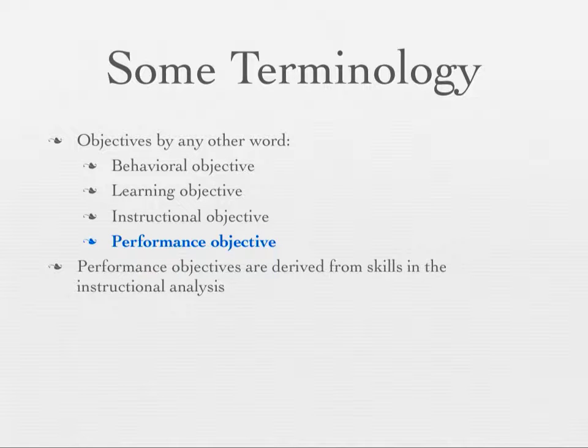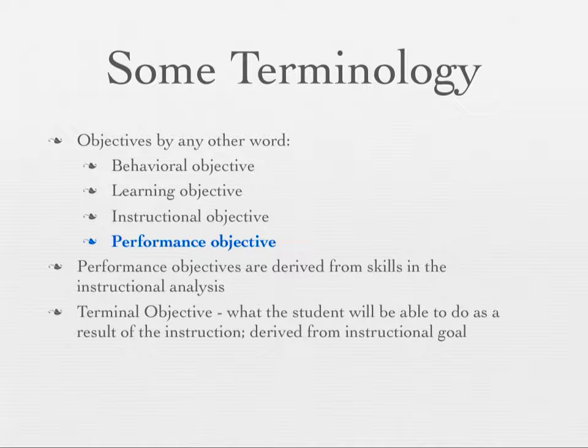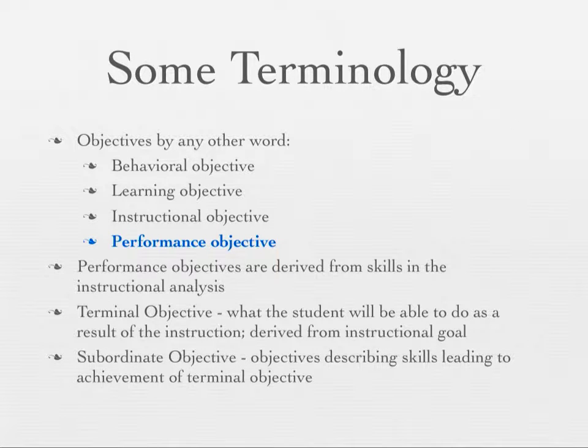Performance objectives are always derived from skills in the instructional analysis process. And it's basically what the student will be able to do as a result of the instruction, which is derived from the instructional goals, as we'll be talking about. And subordinate objectives are objectives describing the skills leading to the achievement of a terminal objective. So we have objectives on 2 levels. There is typically one terminal objective for a unit of instruction, whereas there are multiple subordinate objectives.